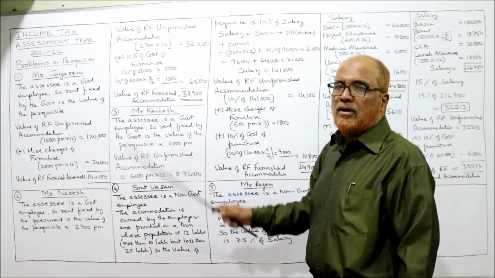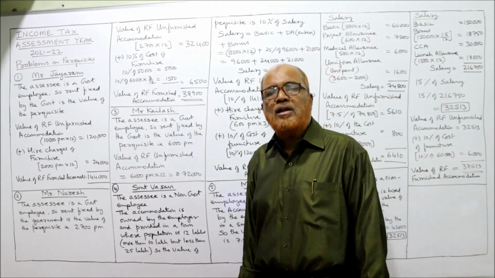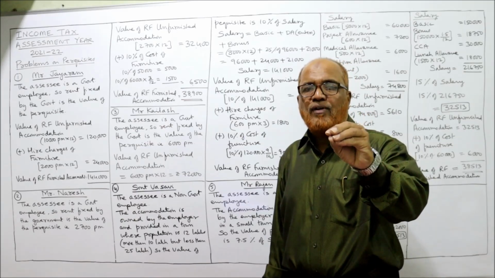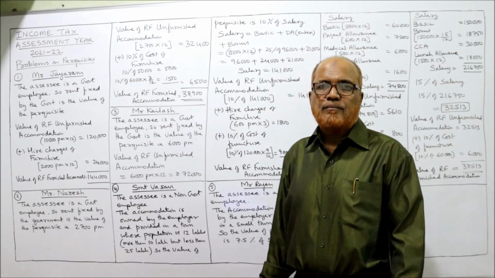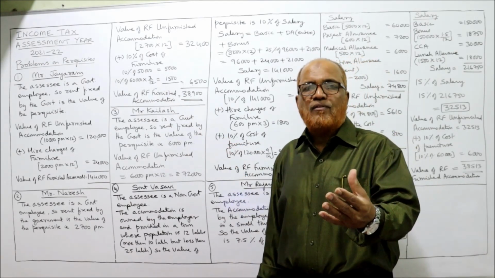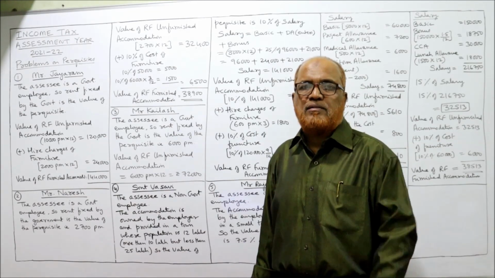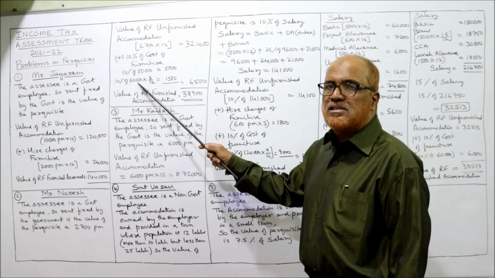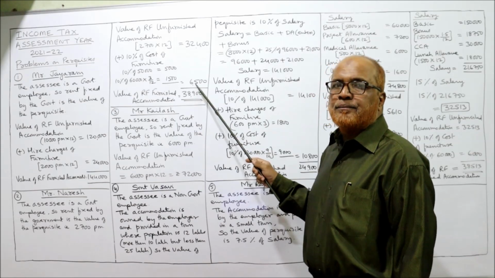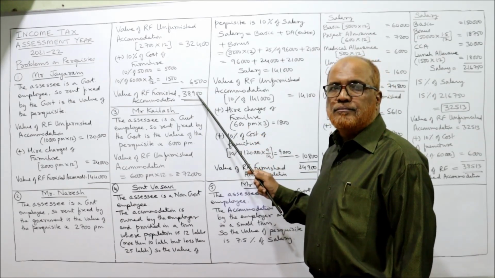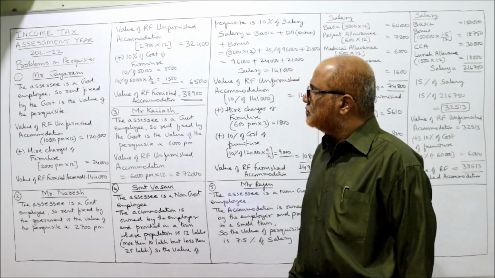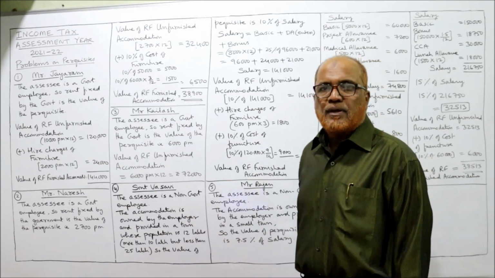2,700 into 12, 32,400. To this we add cost of furniture provided, 10% of the cost of furniture provided. 50,000 worth of furniture was provided for the whole year. So 10% of 50,000 comes to 5,000. 60,000 worth of furniture was provided only for 3 months. So 10% of 60,000 into 3 by 12, you'll get 1,500. So total is 6,500. Add up, 38,900. This is the value of rent-free furnished accommodation. That's all. This is the end of second problem.